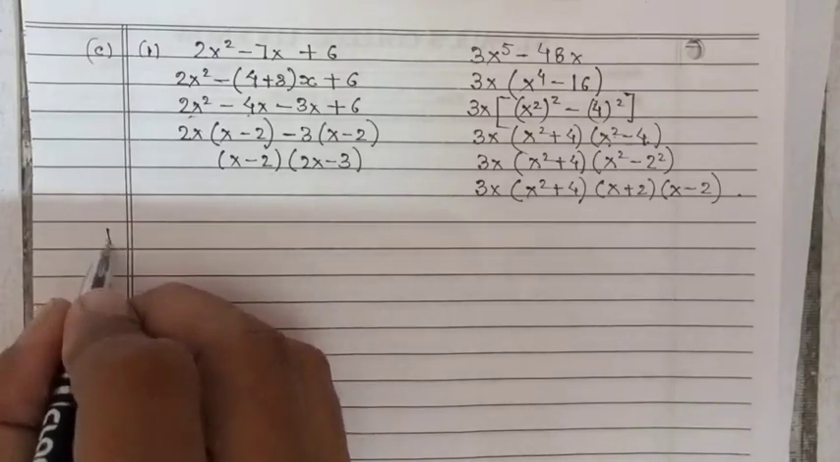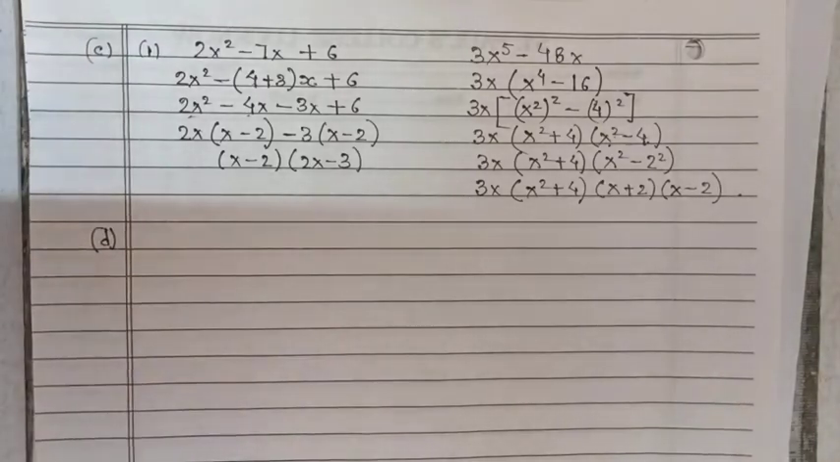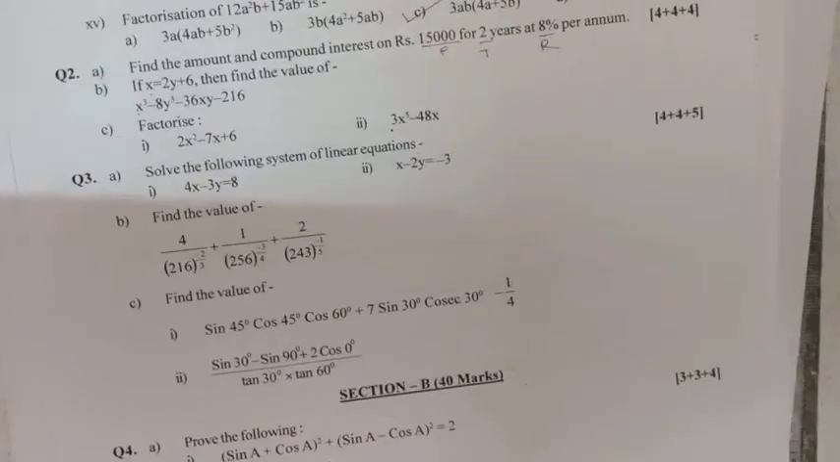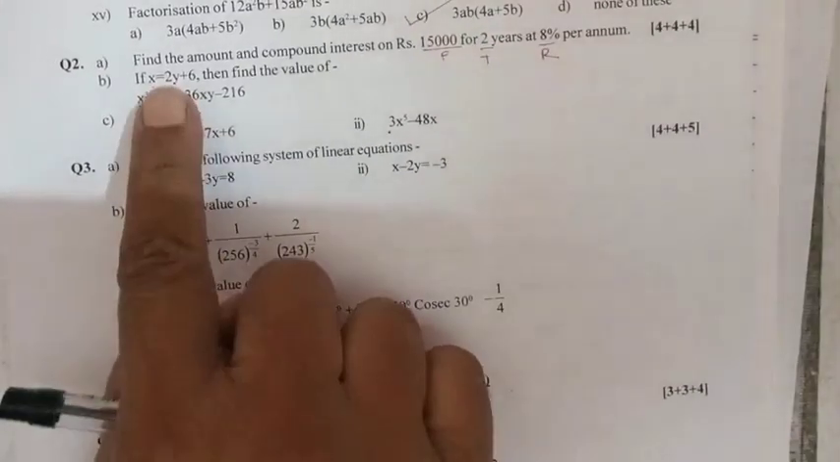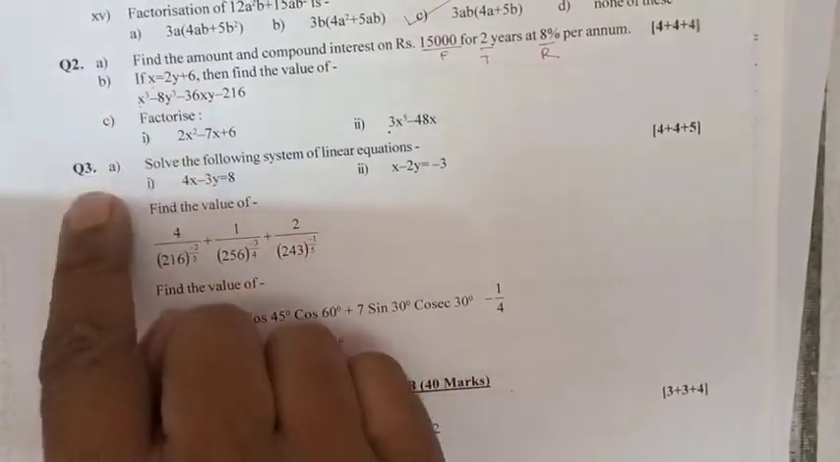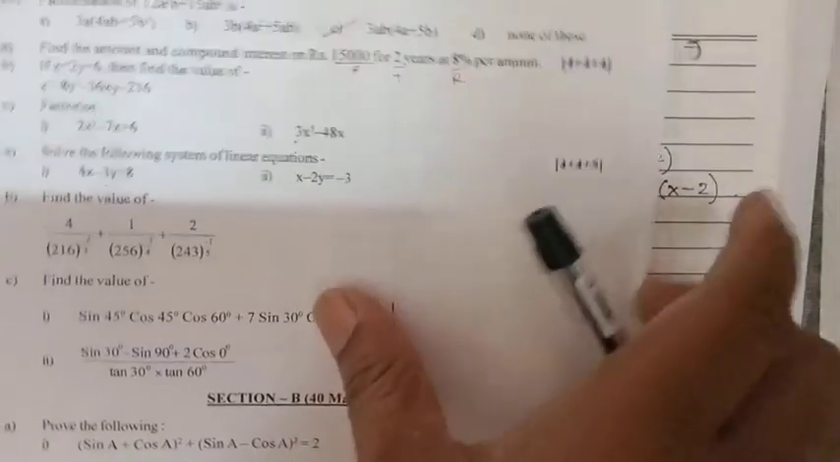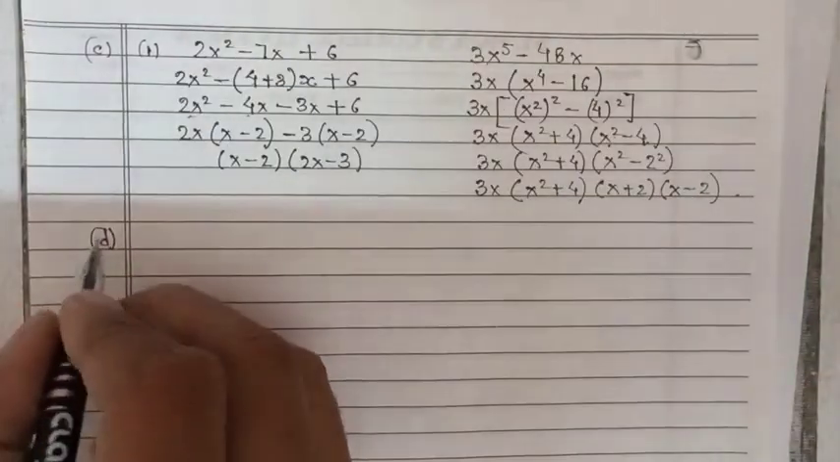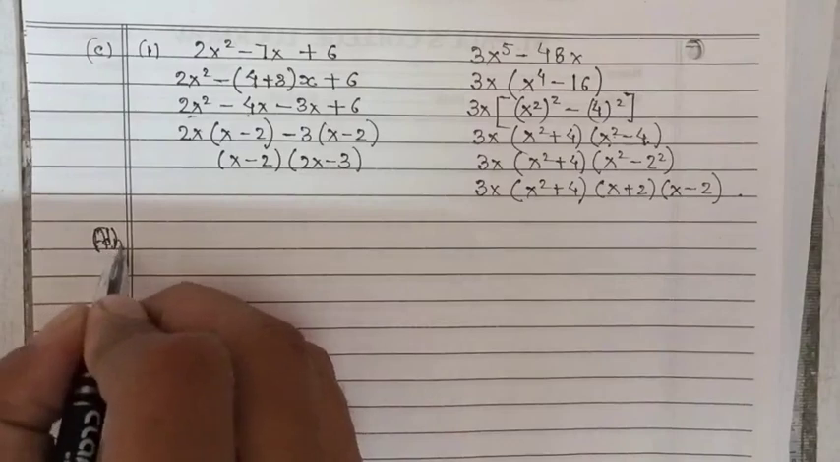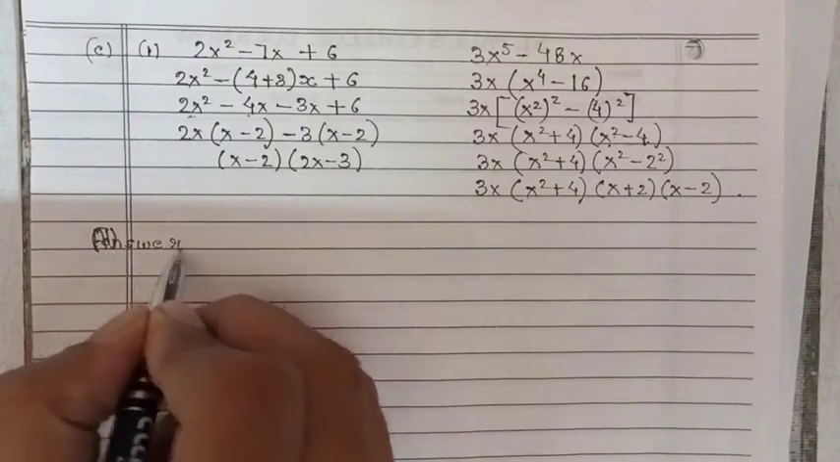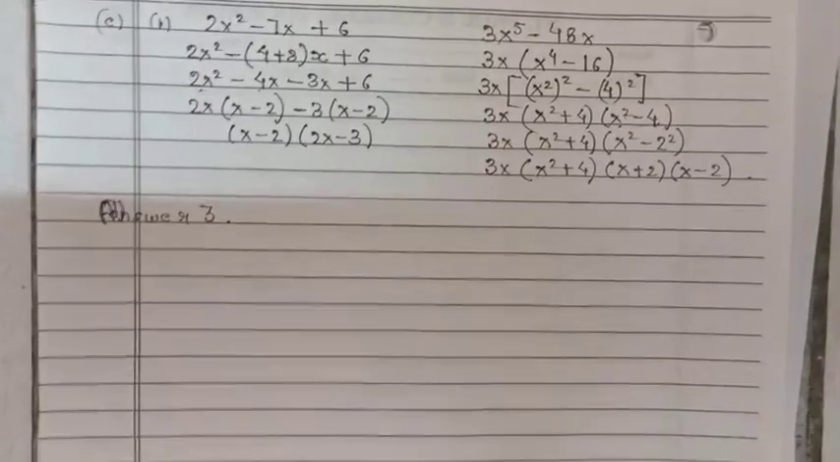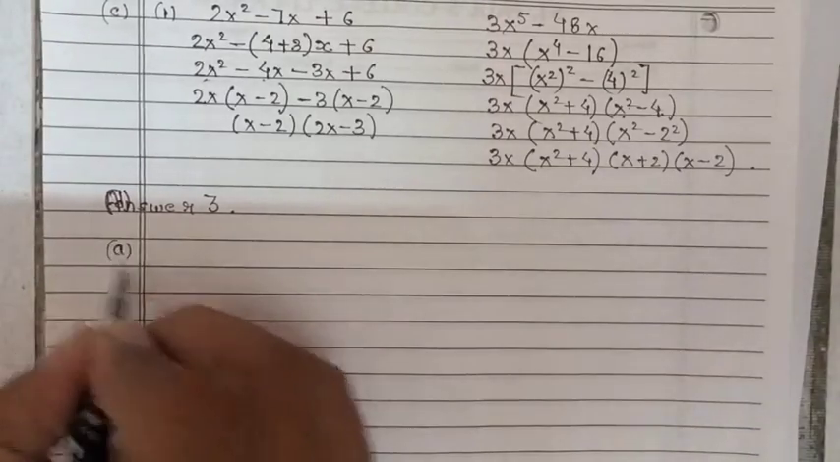Okay, now moving on to the next part, that is the D part. Okay, no, we only have three parts, A, B, C. Now moving on to the next question, question number 3. So the first part of it.